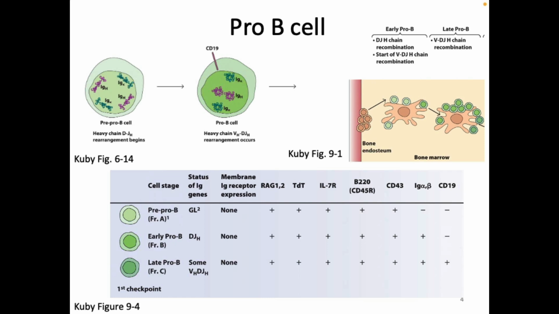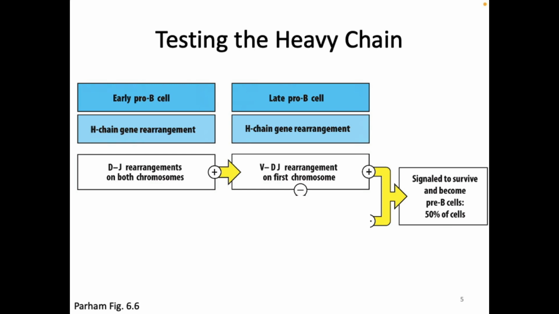And so here you can see this process as well. We're going to have DJ rearrangement of the heavy chain. Then we're going to have V to DJ rearrangement. And then we're going to put this heavy chain on the surface of the B cell and see if it works. See if we can get any kind of signals through this protein that we've hopefully made.